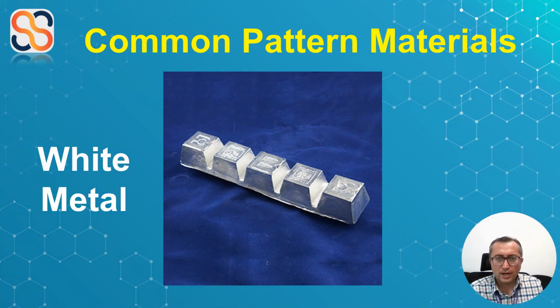How about the white metal? Actually, it is an alloy of antimony, copper, and lead. White metal is best for lining due to its low melting point. It's about 260 degrees centigrade. So, this metal can be cast into narrow cavities.